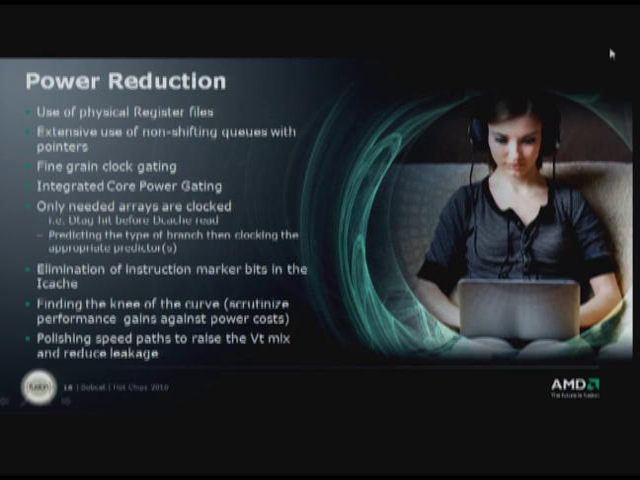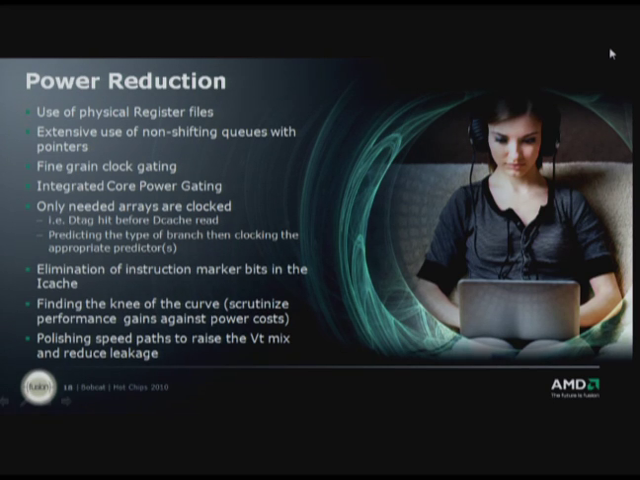I mentioned knee of the curve here, and what I mean by that is, you can go after the ultimate performance machine, or you can start making trade-offs on IPC versus power, and finding that you don't need a 100 entry reorder buffer or a 5,000 entry reorder buffer to hit your IPC target, and finding the right spot, both from an average sensitivity and effectively the glass jaw of the apps you're running, what apps really care about or what they don't.